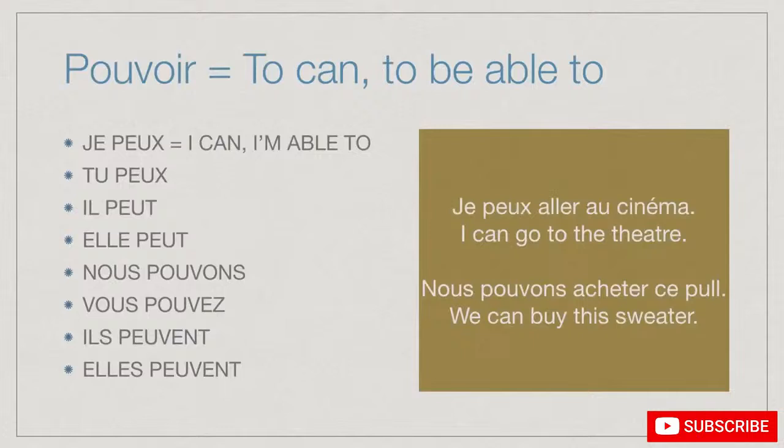So, pouvoir. Pouvoir means to can or to be able to. So, for example, je peux aller au cinéma. I can go to the theater. Nous pouvons acheter ce poulet. So you'll notice that pouvoir is always followed by an infinitive. So je peux aller, I can go. So just remember to always add the infinitive after. Otherwise, you're just saying I can to the cinema. So the conjugations are je peux, tu peux, il peut, elle peut, nous pouvons, vous pouvez, ils peuvent, elles peuvent.